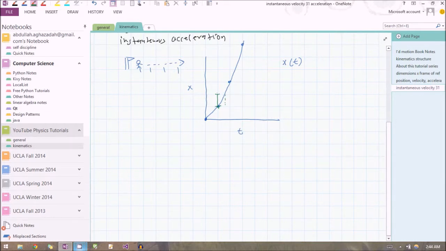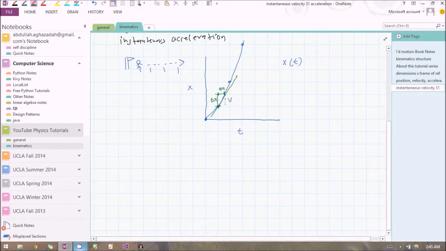So maybe it'll be better if I do it here. So this is my delta t, and this is my delta x. Okay. Now, as you can see, we get a slope here. This is the slope, because delta x over delta t will give you this slope. So this slope represents graphically our velocity.